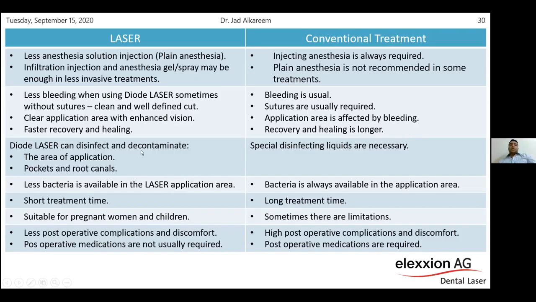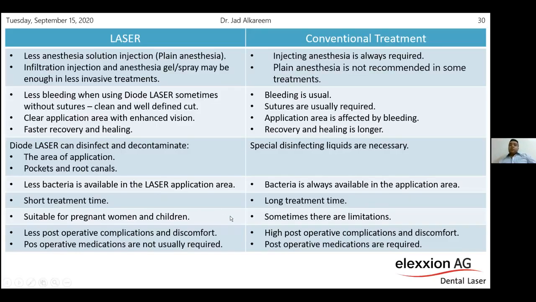With the diode laser, you can do disinfection and decontamination of the area. You can also disinfect and decontaminate the pocket and the root canals. But with the conventional treatment, you have to use disinfecting liquids to do that. With the laser, you have less bacteria in the application area, but with the conventional treatment, bacteria is always available in the application area. The laser has a shorter treatment time compared with the conventional treatment, which has a long treatment time.